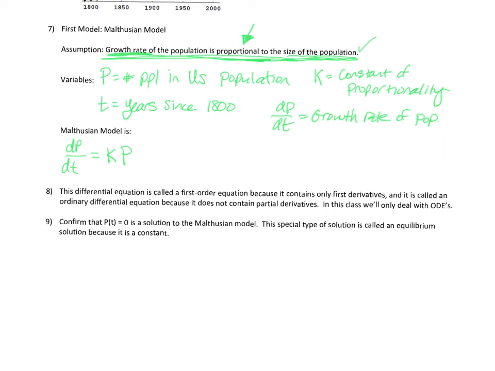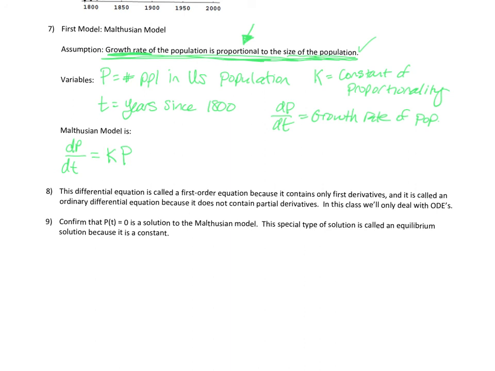So we want to confirm that P of t equals 0 is a solution to the Malthusian model. So that means that if the population is 0, we satisfy the Malthusian model. Okay, so this special type of solution is an equilibrium solution. It's called an equilibrium solution because it's constant. Everything is in equilibrium. The size of the population is constant. It's never changing. It's always 0. So equilibrium, not changing.